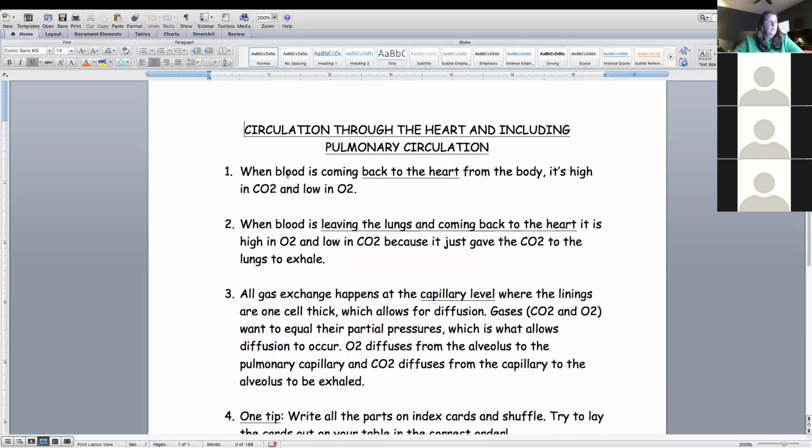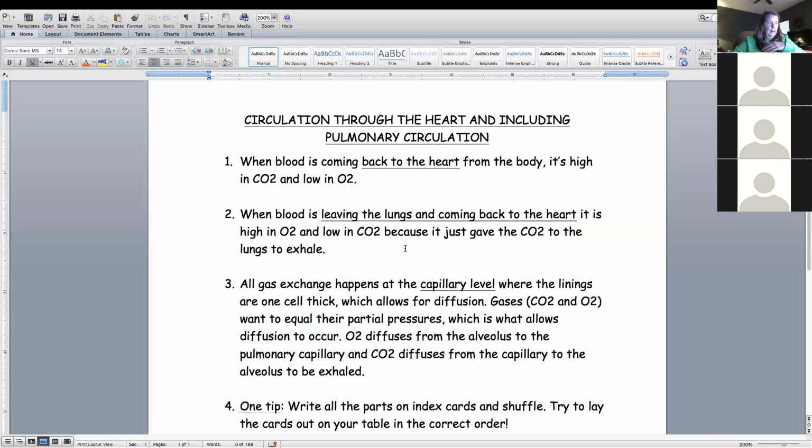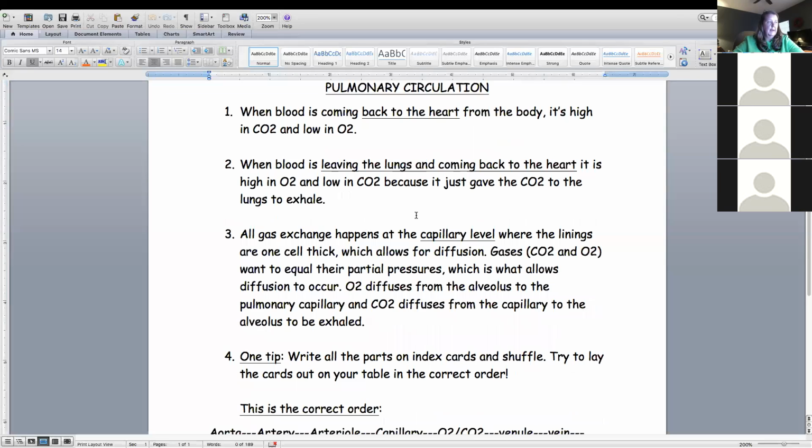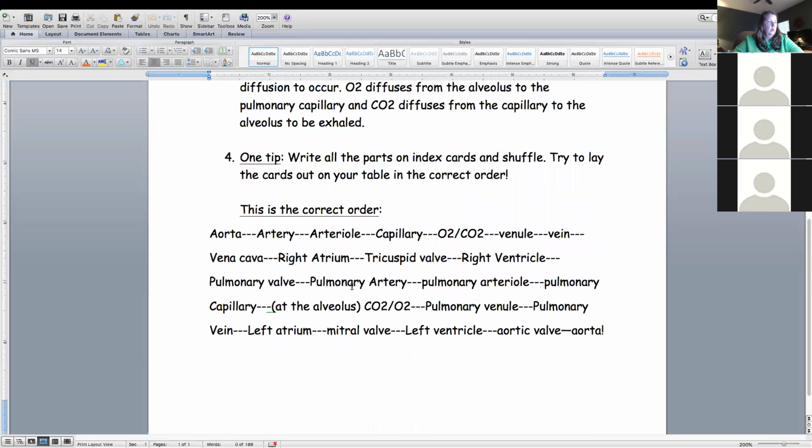But basically when blood is coming back to the heart from the body, it's high in CO2 and low in O2, and it's coming into the right side of the heart. So it goes right atrium, tricuspid, right ventricle, pulmonary valve, pulmonary artery. And when it's coming from the lungs and coming back to the heart, it's high in oxygen, low in carbon dioxide. This gas exchange, which is what I explained in those pictures, is happening at the capillary level and equaling partial pressures. So that's when it diffuses. So this was the same order that should have been on the test.